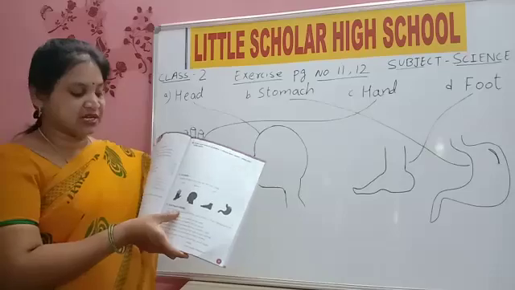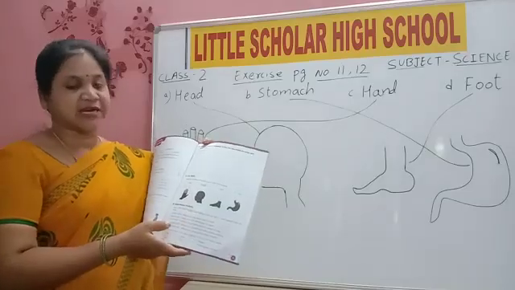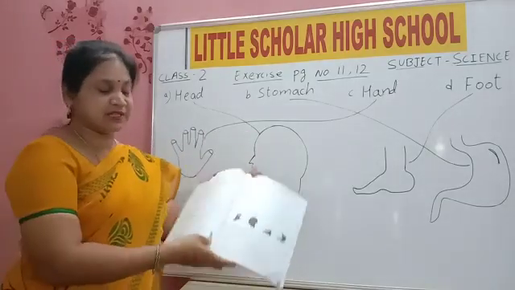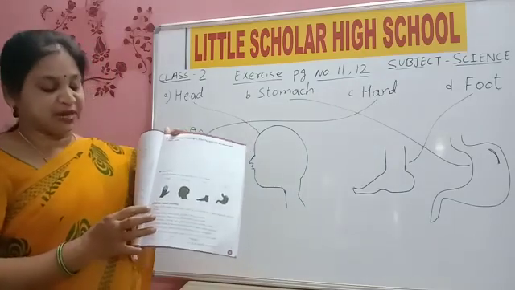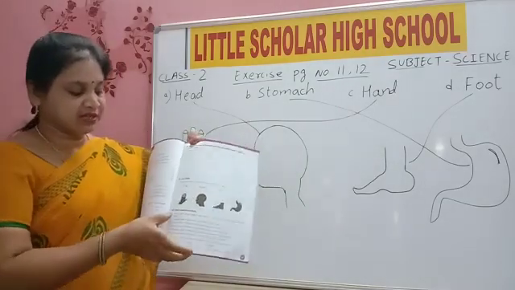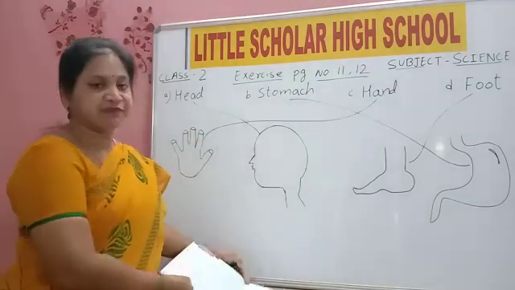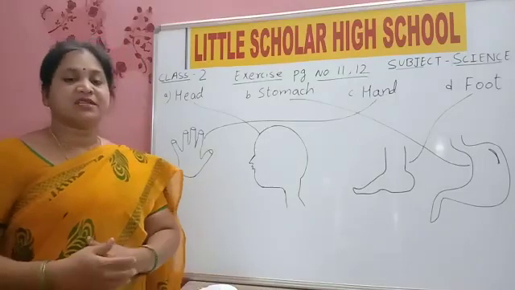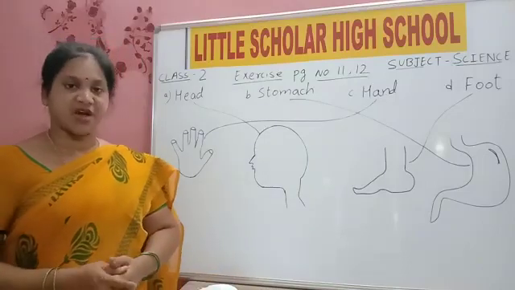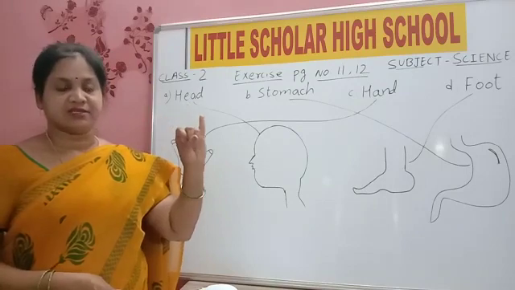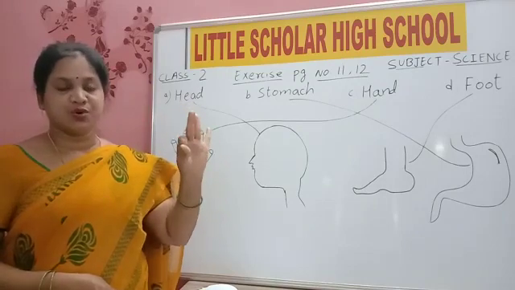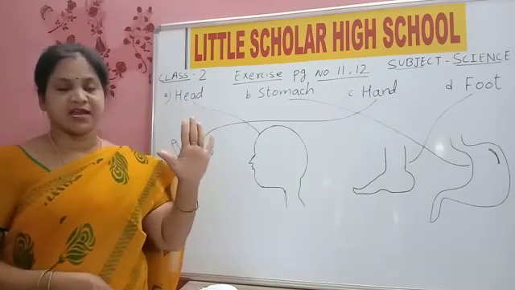Value-based activity. See here, I will explain this. Afterwards you can read page number 11. First listen to me. How many sense organs do we have? Five. What are those? Eyes, ears, nose, tongue, skin.